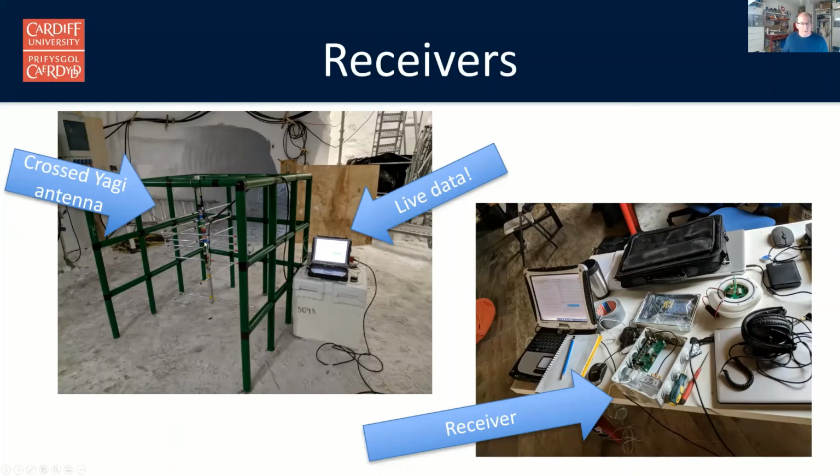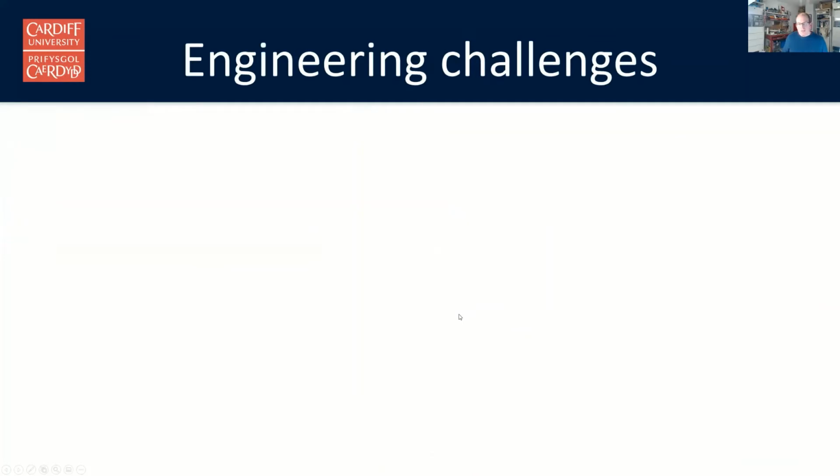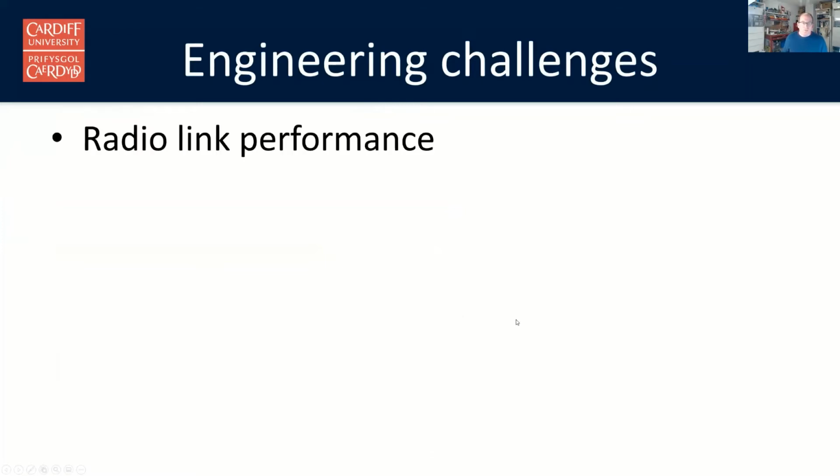But the signal from the antenna comes down this black cable into the receiver box, which you can see here on the workbench, and then onto the laptop, and we get our data in real time. So it's really helpful when you're working in the field to be able to see what you're doing in real time. So this, from an engineering perspective, created quite a lot of difficult challenges. The main one was the radio link performance, making sure that we actually would get the signal through the several kilometers of ice, which a lot of people were a bit dubious about.